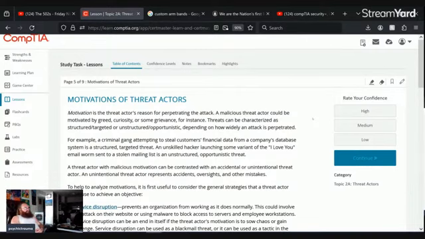A threat actor with malicious motivation can be contrasted with an accidental or unintentional threat actor. An unintentional threat actor represents accidents, oversights, and other mistakes. To help analyze motivations, it is first useful to consider the general strategies that a threat actor could use to achieve an objective.